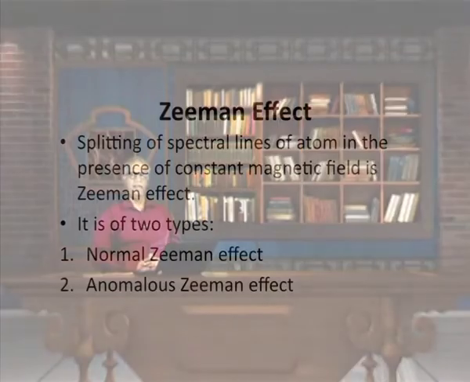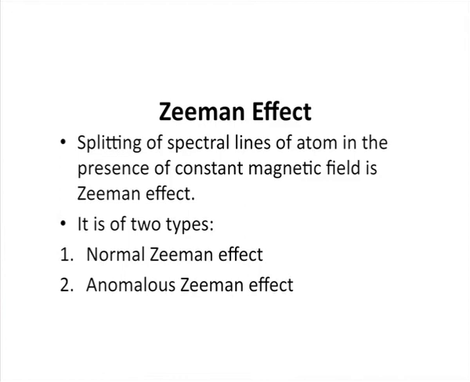Hello friends, today I am going to talk about the Zeeman effect. Splitting of spectral lines of an atom in the presence of a constant magnetic field is the Zeeman effect. It is of two types, normal Zeeman effect and anomalous Zeeman effect.